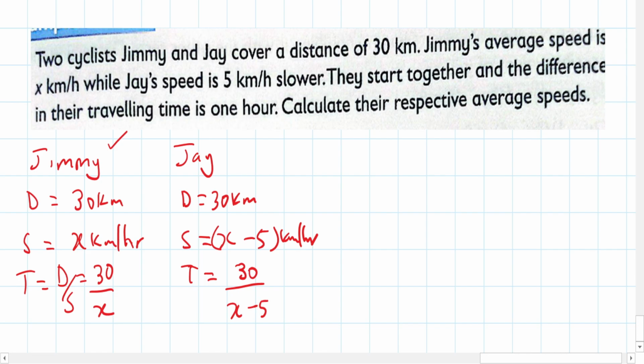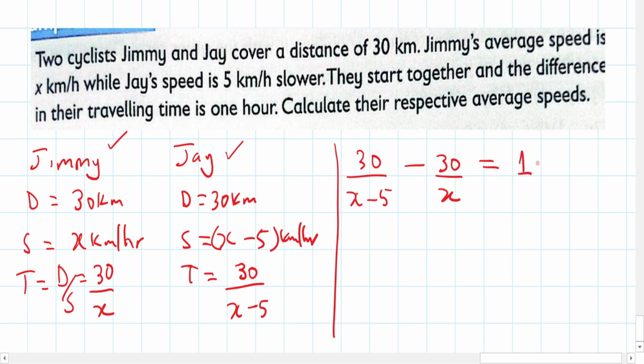So Jay, being slower or having less speed, is going to take more time, while Jimmy, being faster, is going to take less time. So we'll say that the difference, we take the one with the longest duration, which is 30 over x minus 5, and subtract the one with less time taken, which is Jimmy, 30 over x, and it gives you a difference of 1 hour. Okay, very easy.